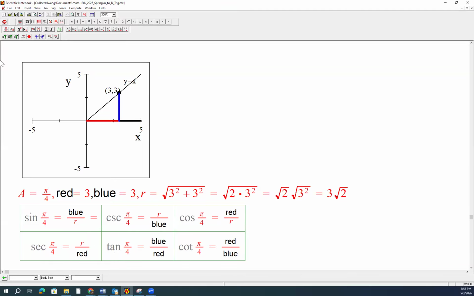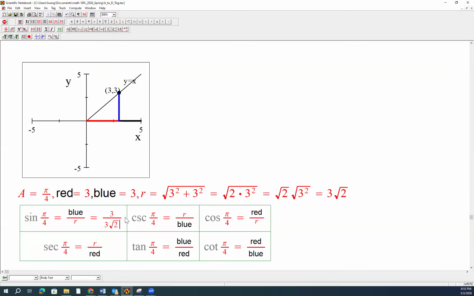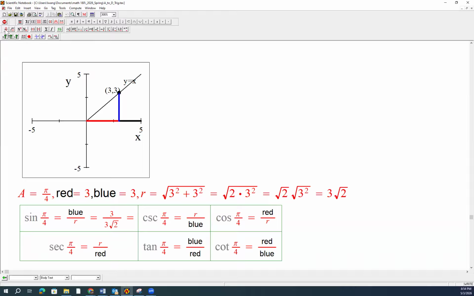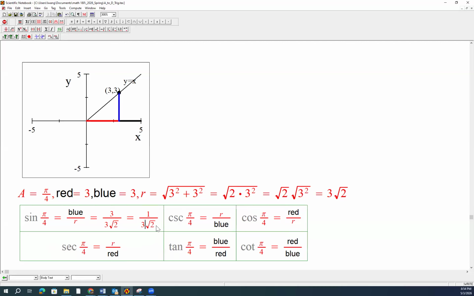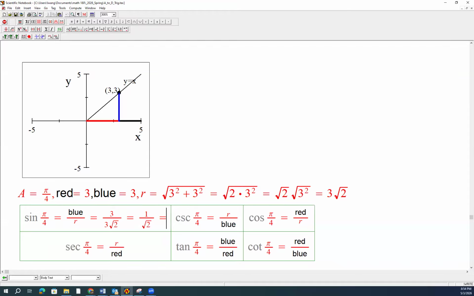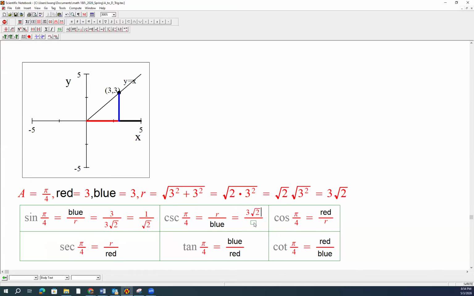So let's finish. Sine is blue over R, blue is 3, so 3 over R, R is 3 times root 2. And 3 and 3 reduce, we get 1 over root 2. Of course, if you want to rationalize it, feel free to rationalize it, but I'm going to omit that. And cosecant is R, 3 times root 2, divided by blue, which is 3. So you get root 2.